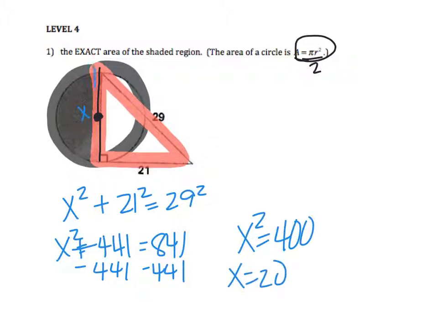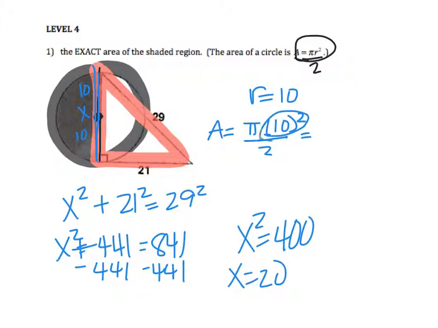This means that this whole side is going to be 20, which means that the diameter is 20 and the radius is going to be 10. It's going to be half of the diameter. So r equals 10. I'm going to put this into my equation. A equals pi r squared, and I know r is 10. I'm going to divide it by 2 because I'm trying to find a semicircle, because that was the shaded region. Since it says exact, I'm just going to have 10 squared, which is 100. I'm going to leave the pi there, and I'm going to have the 2.